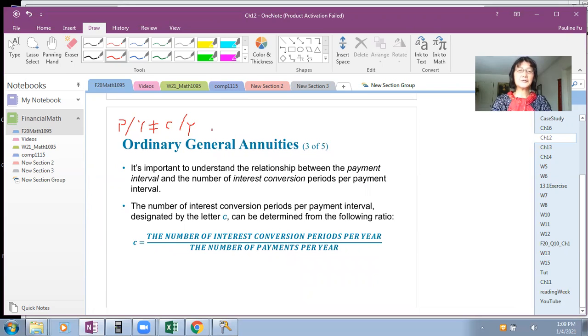To do that, we need to define a new terminology, C. The number of interest conversion periods per payment interval is C. So what is C? You use interest conversion periods per year over payments per year. To interpret the meaning of C, C means the number of interest conversion periods per payment interval.